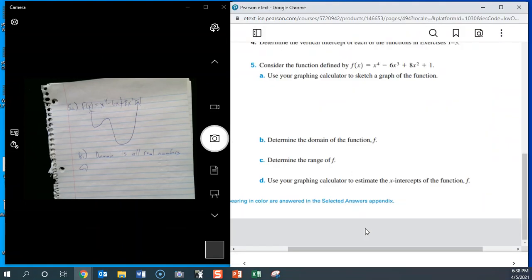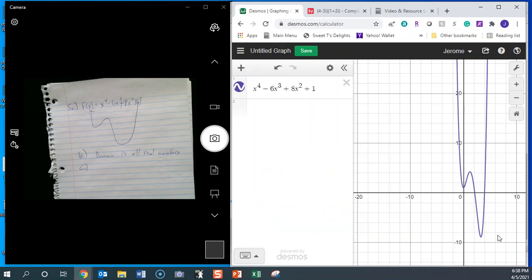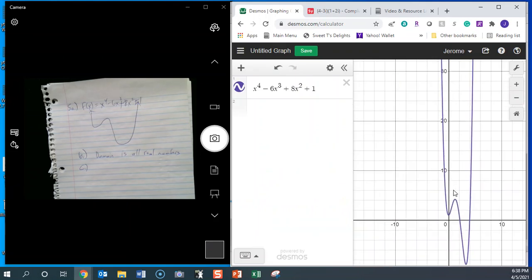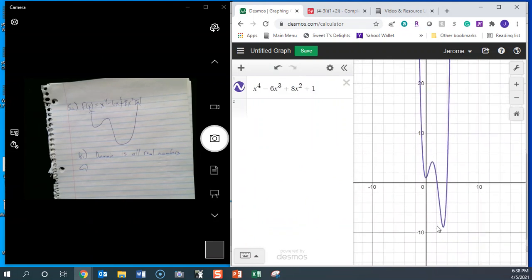It says determine the range. Now, let's take a look here at this graph again. If you notice here, as far as y is concerned, there's no bound as y is increasing. But there is one bound where y cannot go lower than. So if you notice, y's lowest point is negative 8.915, or you could do negative 8.92 or something like that.